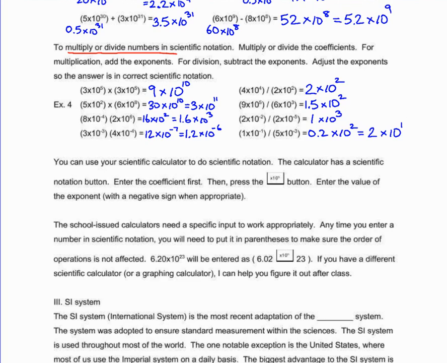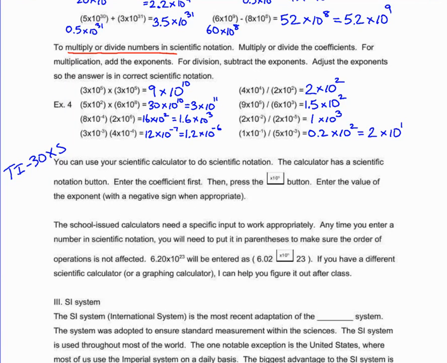Some notes here. You can use your scientific calculator to do all of this. It has the capability. For our school, we are using a TI-30XS. The TI-30XS is okay. It has one little problem that we'll get into in a second. But it does scientific notation. It has a button for scientific notation.